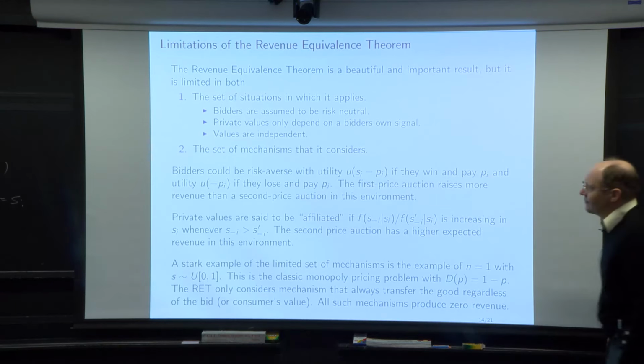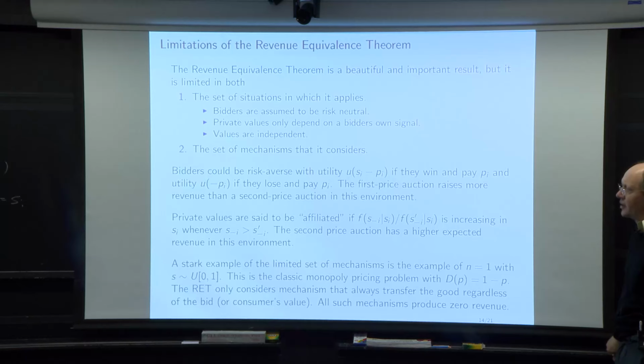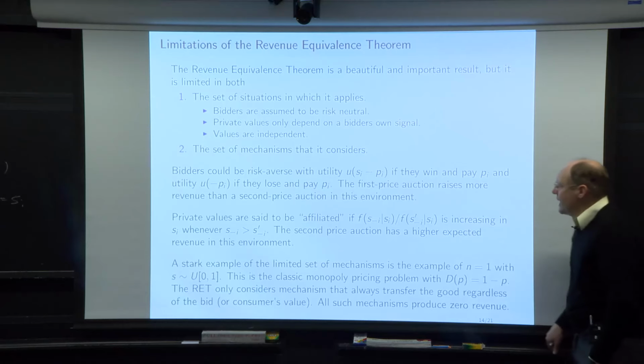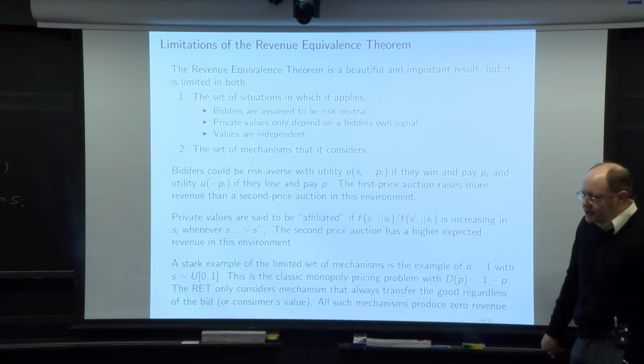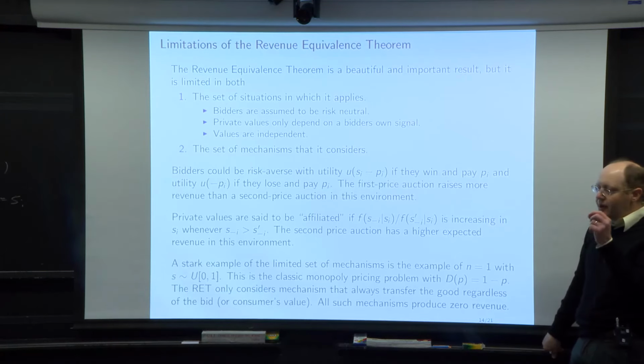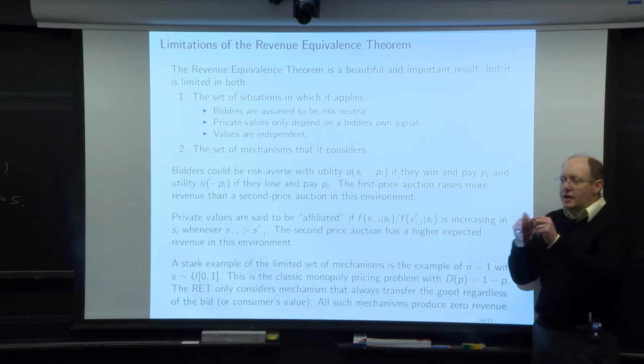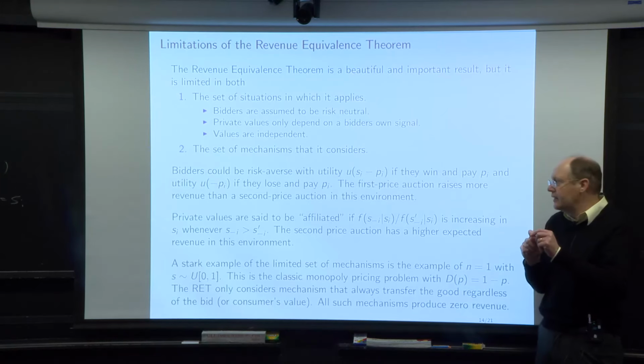In this game, the revenue equivalence theorem doesn't hold anymore, and the first price auction raises more revenue than a second price auction. Why would that be? Imagine you're in a first price auction, and compare the equilibrium of the first price auction where you bid n minus 1 over n times v to the equilibrium of the second price auction where you bid v. Those two auctions have exactly the same expected surplus in dollars to the bidder. That is what the revenue equivalence theorem said.